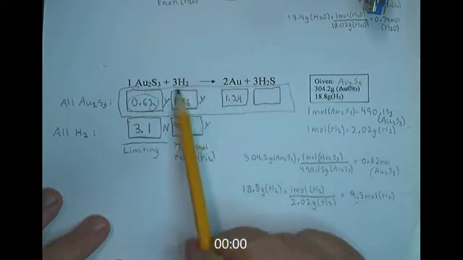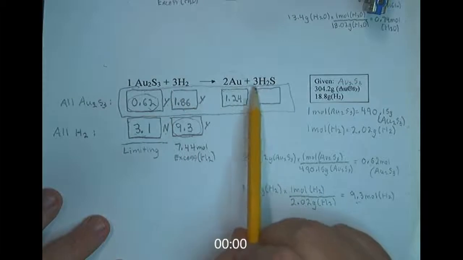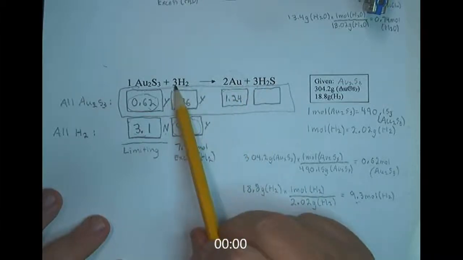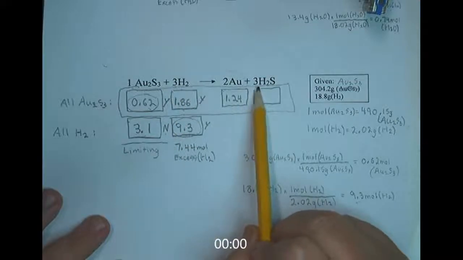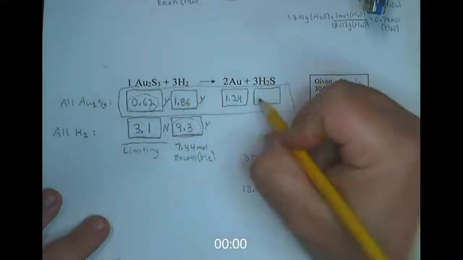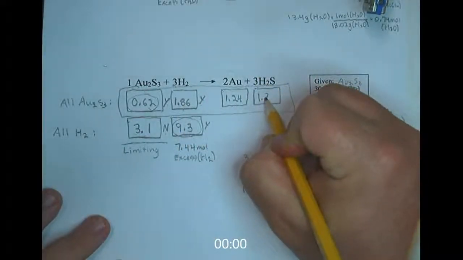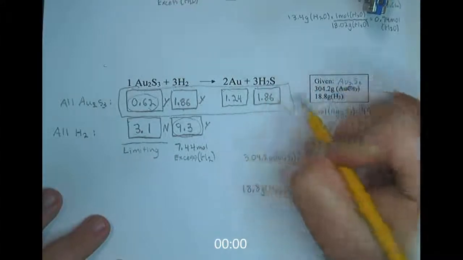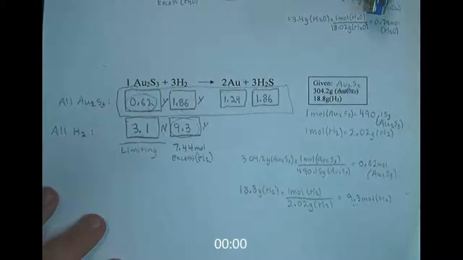Over here, it's easier to use this rate relationship. It's 3 to 3. Remember, that's a 1-to-1 relationship. However many moles of this I put in, I'm going to get that same number of moles out. So what we actually put into this reaction was 1.86 moles of H2. So we're going to get out 1.86 moles of hydrogen sulfide. Okay, and that takes care of that problem.